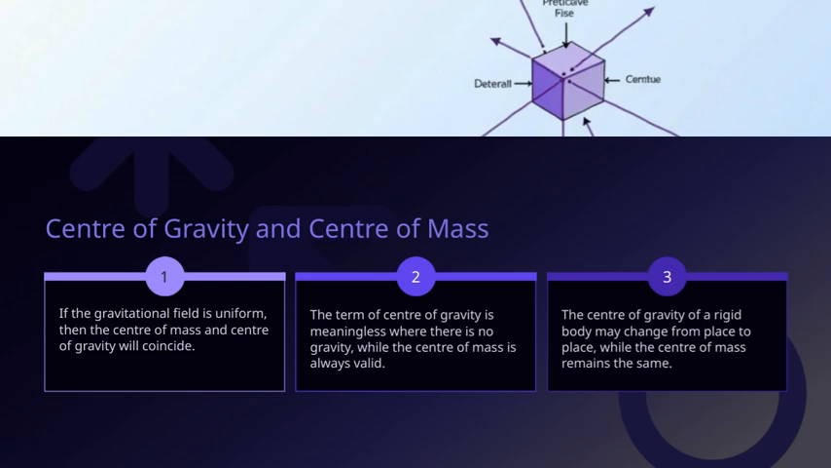Finally, when the gravitational field is uniform, meaning gravity is the same everywhere, the center of gravity and the center of mass actually coincide. This is a key idea because it simplifies many analyses in physics and engineering. Connecting all these points, understanding where these centers are and how they behave helps us analyze the stability, balance, and motion of bodies under different conditions.